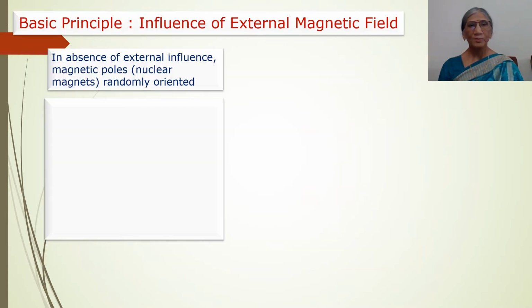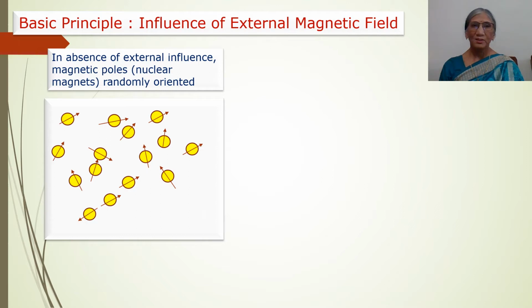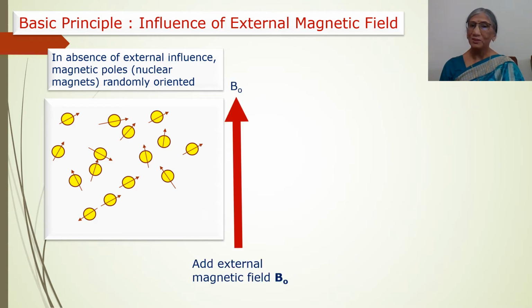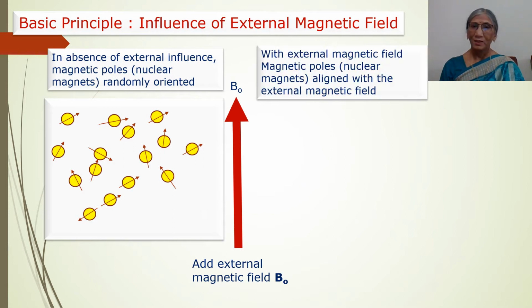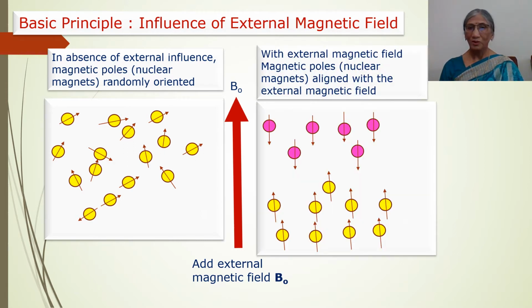Spinning nuclei behave like small bar magnets. In the absence of any external magnetic field, the nuclear magnets are randomly oriented in all directions. But when a magnetic field is applied, they are aligned in a particular manner. There can be two situations. One, where the nuclear magnets are aligned with the external magnetic field, and the second, where the nuclear magnets are aligned against the external magnetic field.